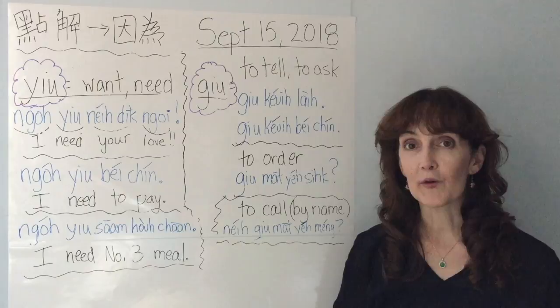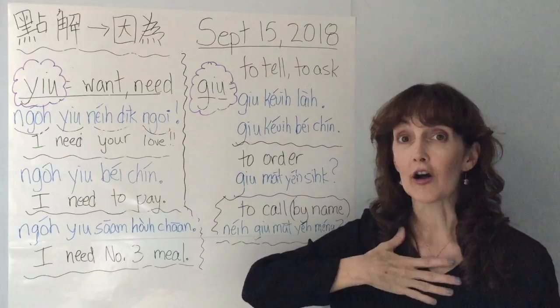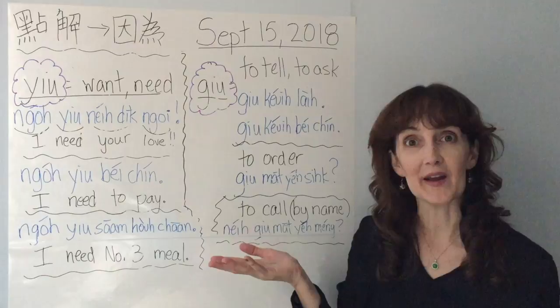And those two are the yiu. Yiu is Y-I-U. It's a mid-tone, just a flat yiu, I want or need, okay? The second one is giu. G, a hard G, giu. Giu, also a mid-tone there. It sounds so similar, right? It rhymes with yiu, yiu and giu.